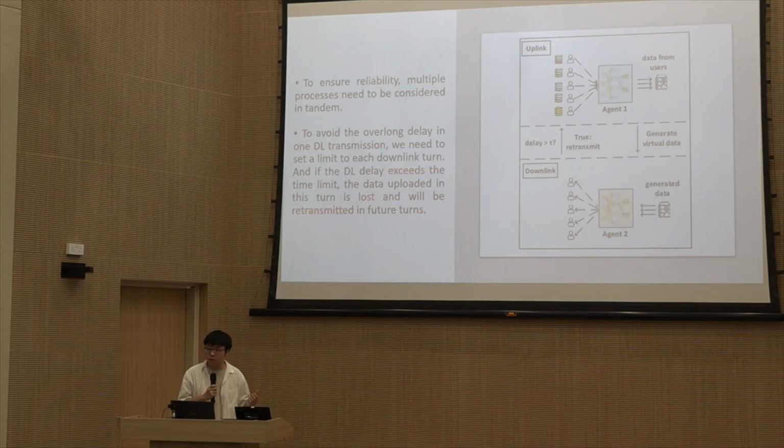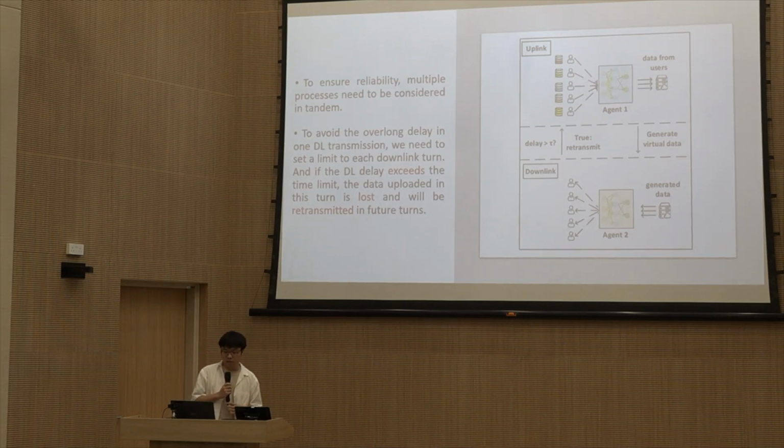To ensure the reliability, the multiple processes need to be considered in tandem. And to avoid excessive delay in one downlink transmission, we need to set a time limit for each downlink. This is a very normal way of setting things in the wireless communication field. If the downlink delay exceeds the time limit, we say that at this turn the data is lost and needs to be retransmitted in future turns.